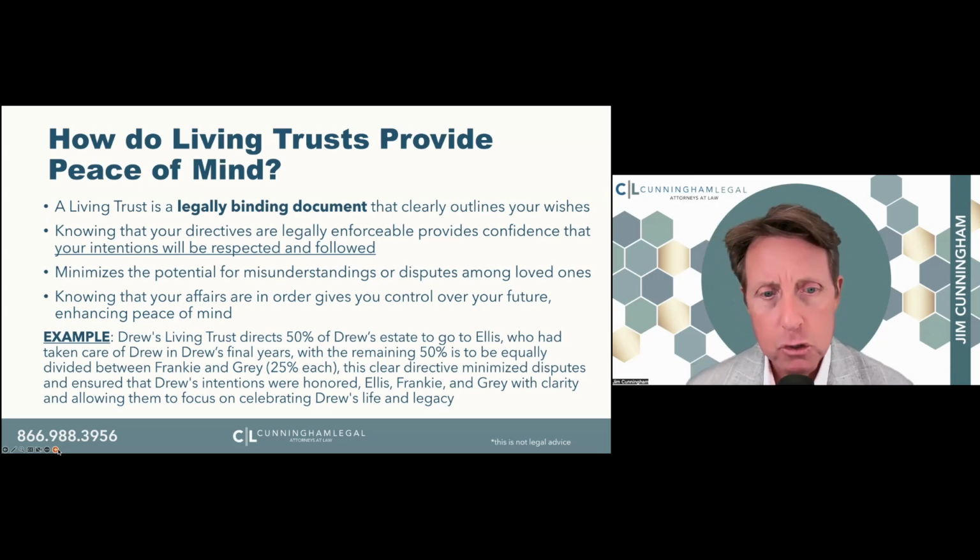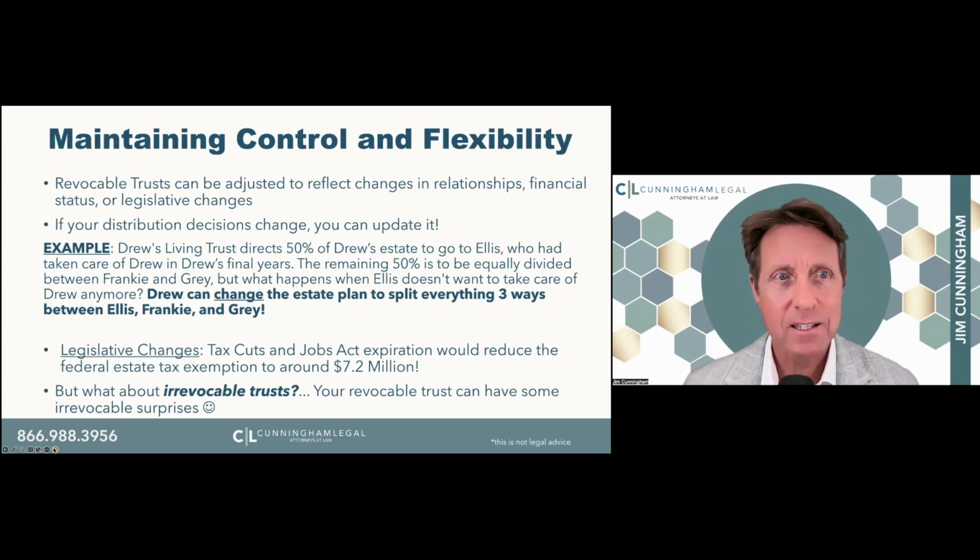Now, we have an example here of Drew. He has a living trust, and he says, look, half of my estate is going to go to Ellis, who took care of me in my final years. Maybe Drew doesn't have any children. And the other 50%, so 25% each, goes to Frankie and Gray. It's very clear: 50% goes to this person, 25% to that person, 25% to that person. This minimizes disputes, because if there is nothing in writing, and Ellis said to Frankie and Gray, well, Drew wanted to give me half and wanted to give you guys quarters, that's something that should be written down for obvious reasons, because Drew's not around to say otherwise.